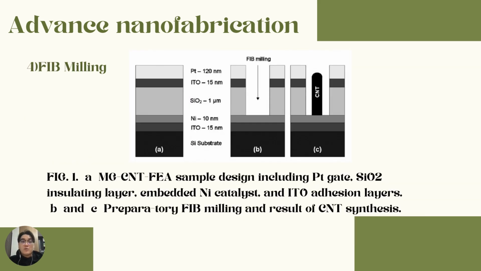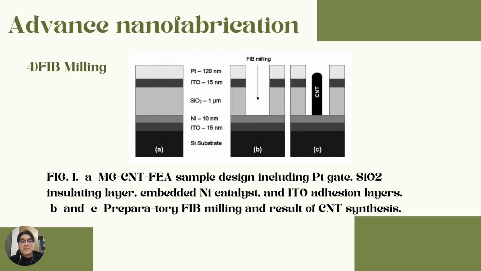And the next one we'll talk about FIB milling. This is a top-down process. From the image, we can see at symbol A, the sample design including platinum gate, silicon oxide insulating layer, embedded nickel catalyst, and ITO adhesion layers.